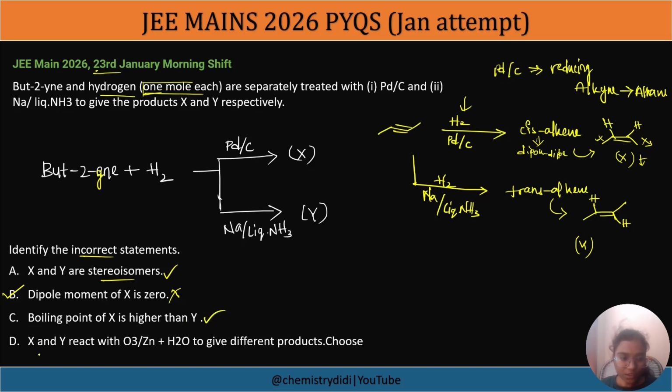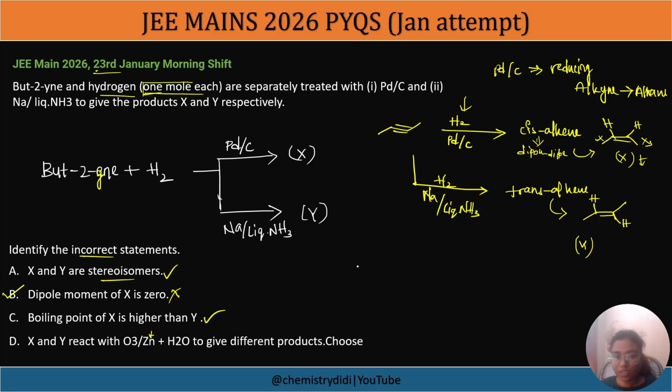Okay. And here they were asking: X and Y react with O3 in the presence of zinc, this is how ozonolysis simply gives, and it is a reductive ozonolysis because they have mentioned zinc over here, to give different products. Let's check. It will give the same products itself.